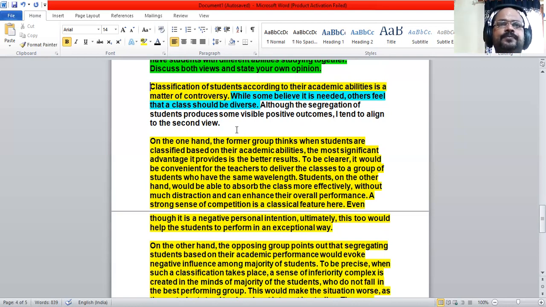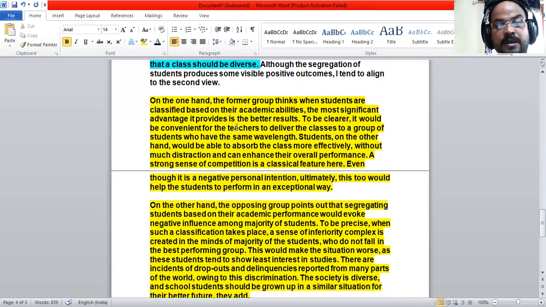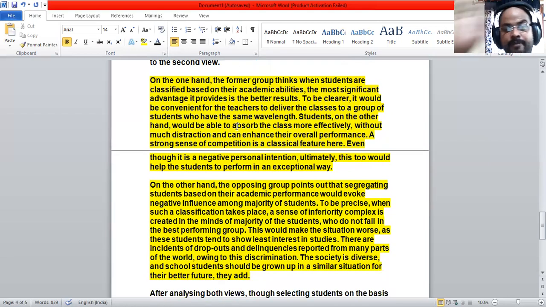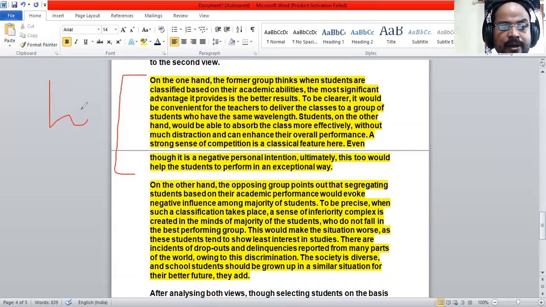I repeat, what is my plan? My plan is to present the advantages of the first view, and how the second view is better than the first view is there in the second paragraph. So this is what my plan is. You can see the body paragraphs together, so that you get a better idea. So let's see the first paragraph where we have discussed the former.